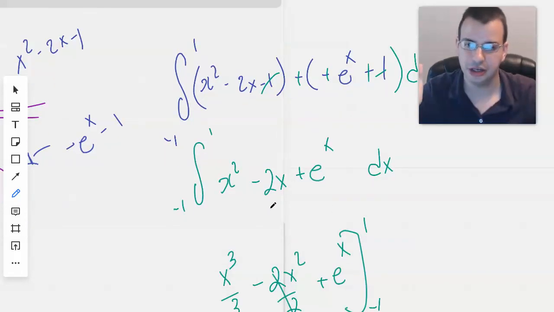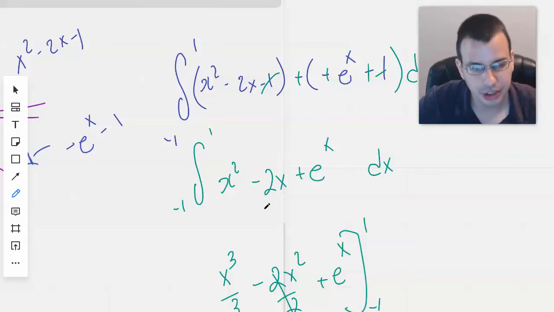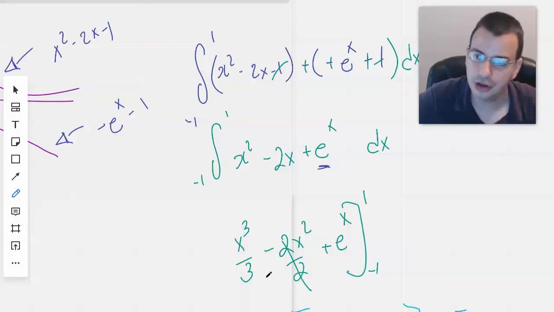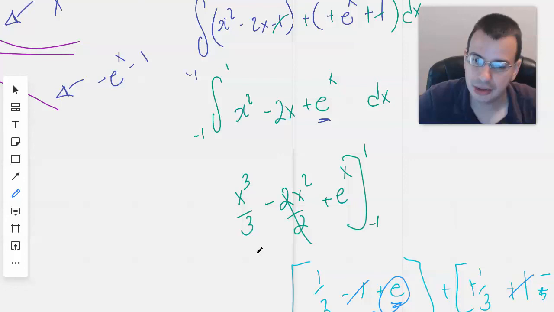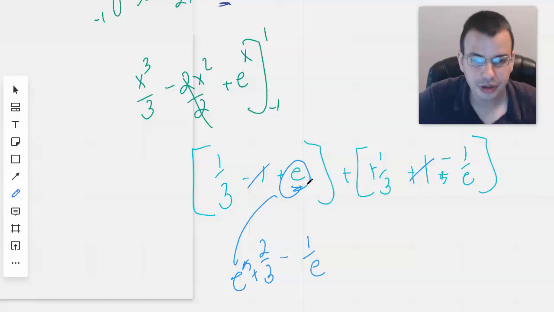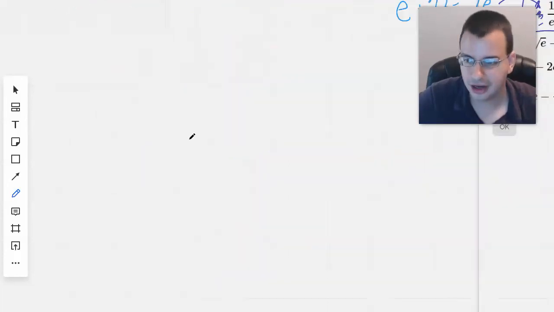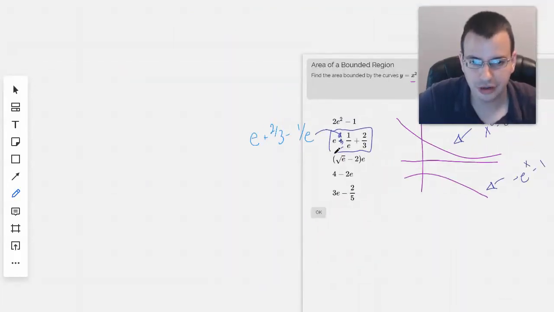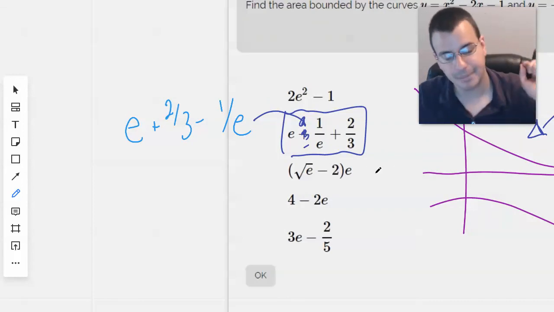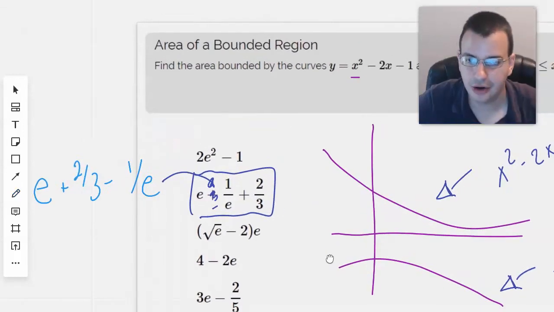So we took x squared minus 2x minus 1 minus the quantity negative e to the x minus 1. We then did some algebra to shrink that down a little bit. We had the power rule, and then we did the exponential rule. And we ended up getting an equation, which we evaluated from negative 1 to 1. We evaluated it, and we found a final answer of e plus 2/3 minus 1 over e. And that is our final answer.